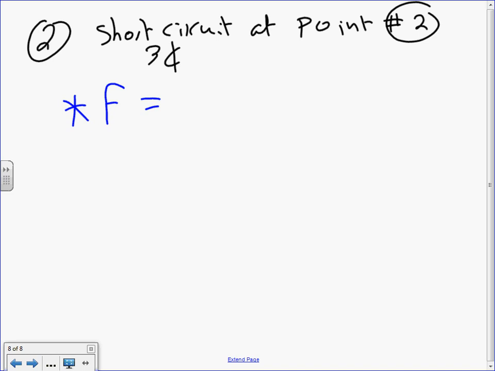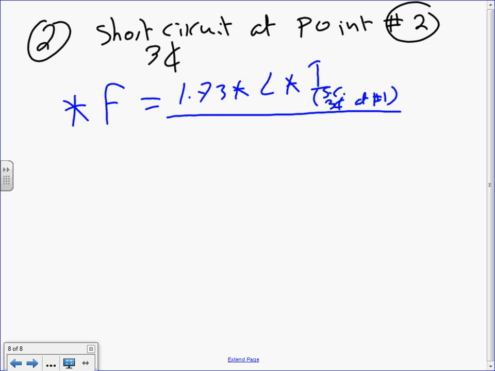My F factor is 1.73 times the L times the I short circuit at which point, guys? Three phase at number one, divided by the C, the N, and the V line to line, the voltage line to line. Start plugging them in. This is the formula we wrote before. That's the formula that you need.